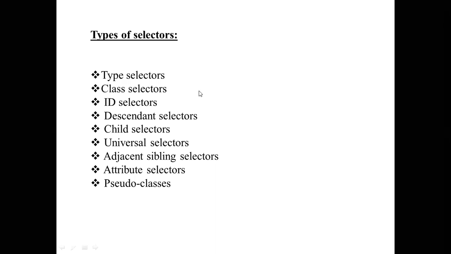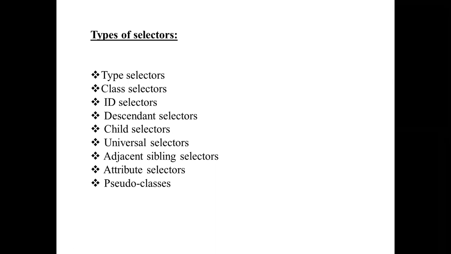In cascading style sheets, a selector is the target element to which each CSS rule is applied. That is the definition of selectors. There are 9 types of selectors in cascading style sheets. Let us discuss them one by one.